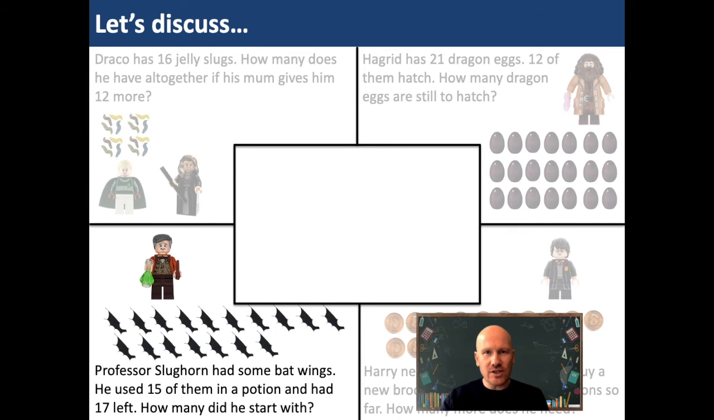Let's have a look at the next question. Professor Slughorn had some bat wings. He used 15 of them in a potion and had 17 left. How many did he start with?